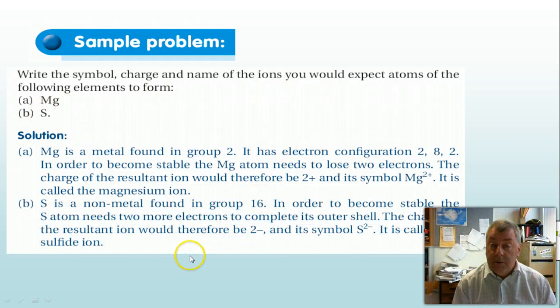What about sulfur now? Sulfur is a non-metal. It's on the right hand side of the periodic table. It's in group 16. Its electron configuration requires 2 electrons to fill its outer shell, and therefore it has a charge excess of -2, and the symbol would be S2-, and it's called the sulfide ion.